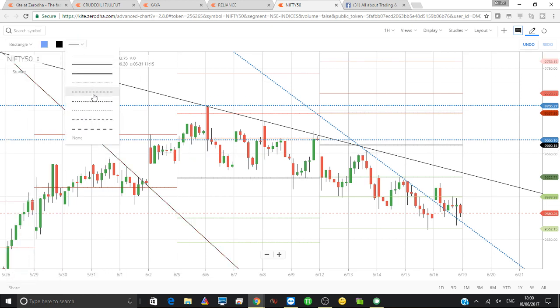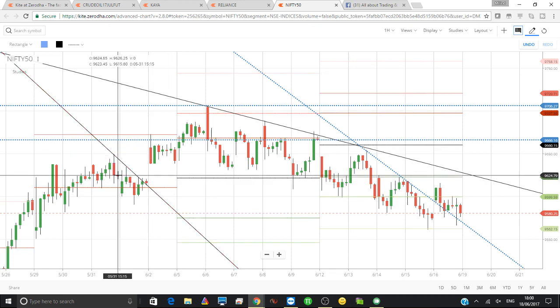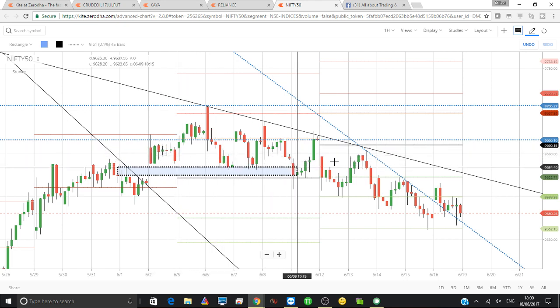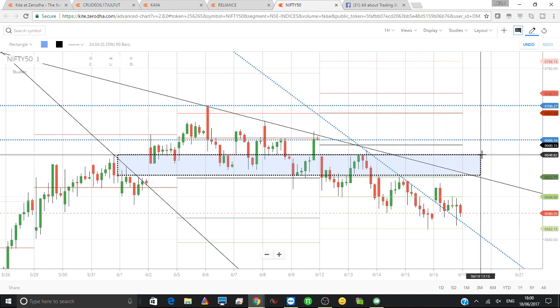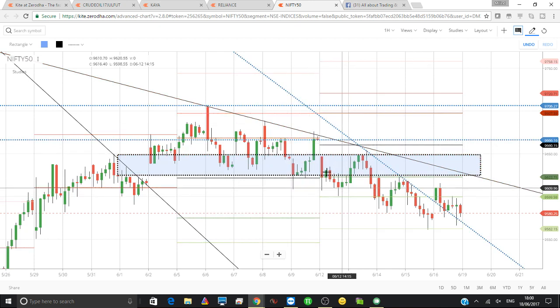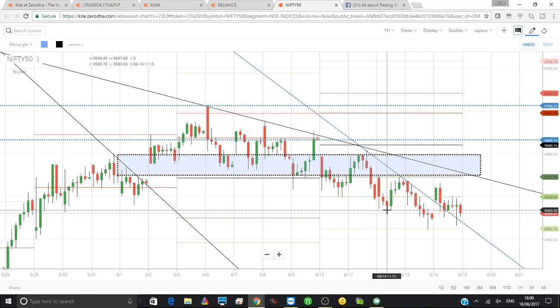Let me change the color. So this is where you have the lower of the, oops, okay, I actually drew a rectangle, which I like drawing. So this was my area. If you really look at it, it broke my other supply area. It has gone up to test it again, and now it has broken down again.